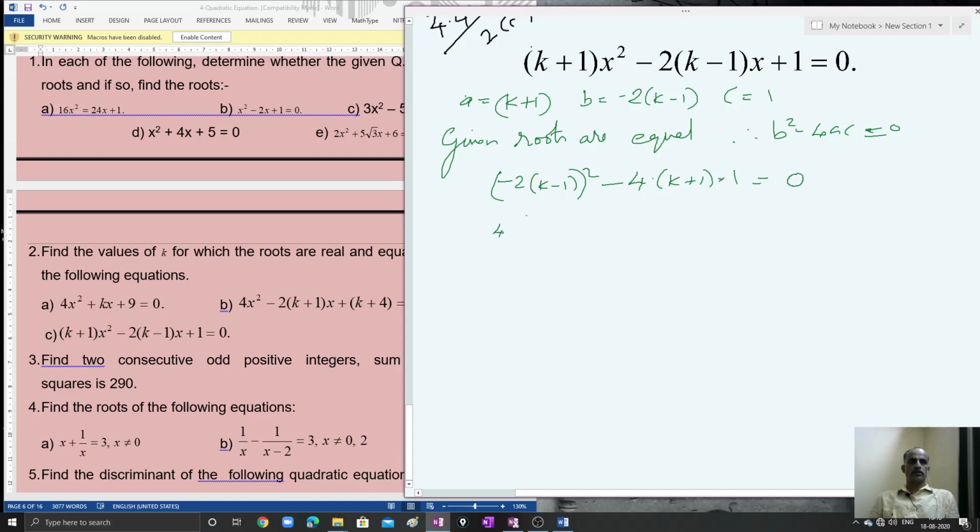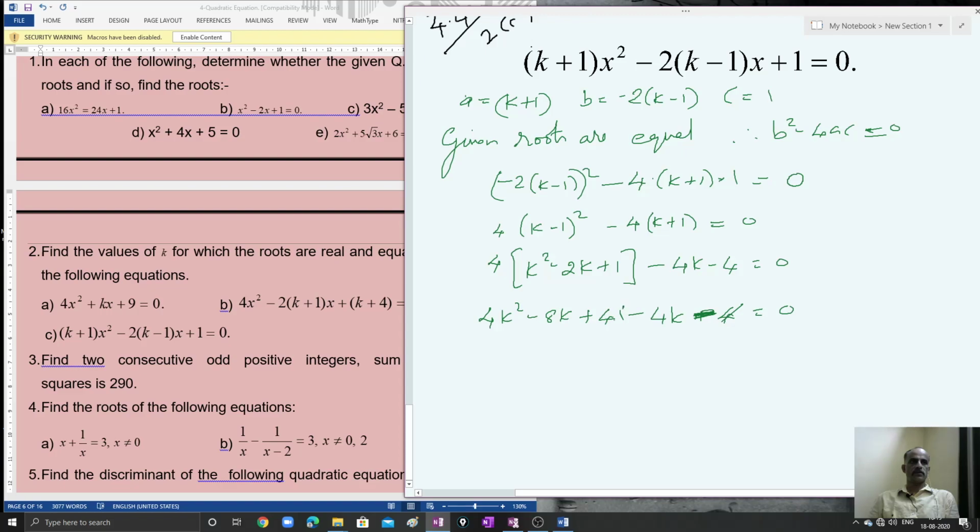That is 4 into k minus 1 whole square minus 4 into k plus 1 into 1 is equal to 0. 4 into k square minus 2k plus 1 minus 4k minus 4 equal to 0. 4k square minus 8k plus 4 minus 4k minus 4 equal to 0. Plus 4 and minus 4 cancel. 4k square minus 12k is equal to 0, because minus 8k minus 4k.